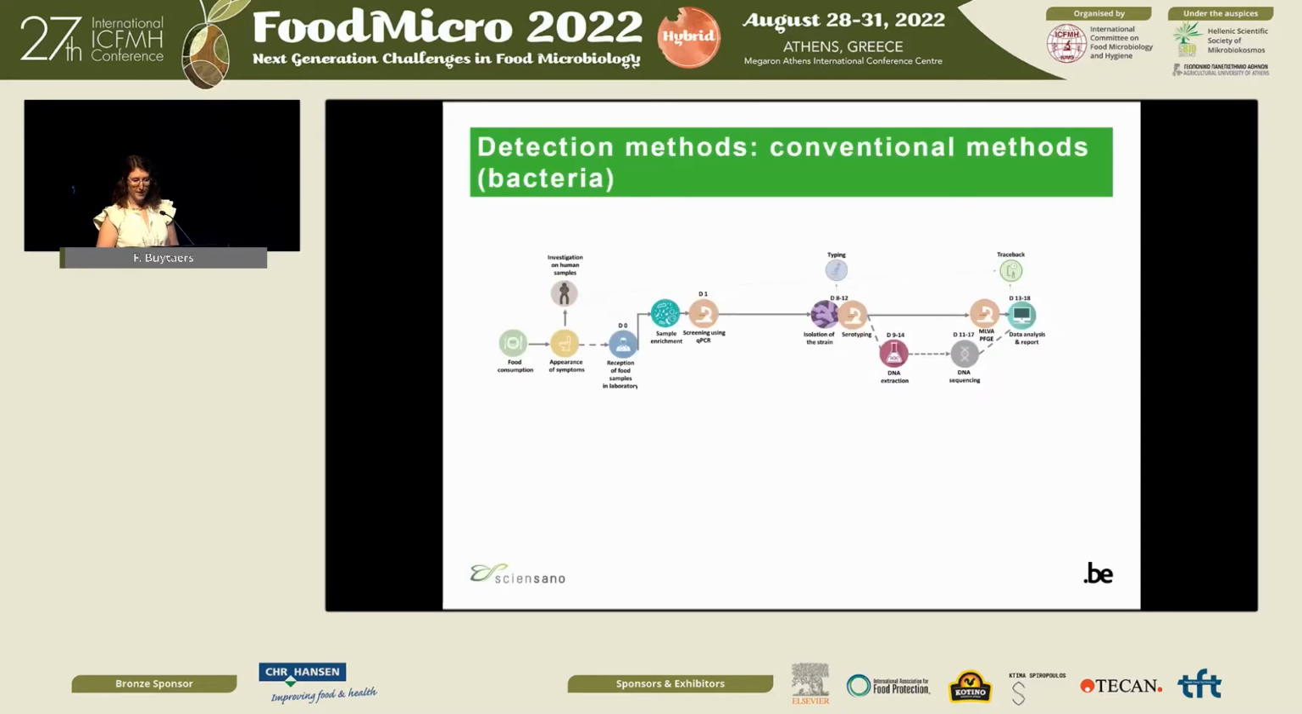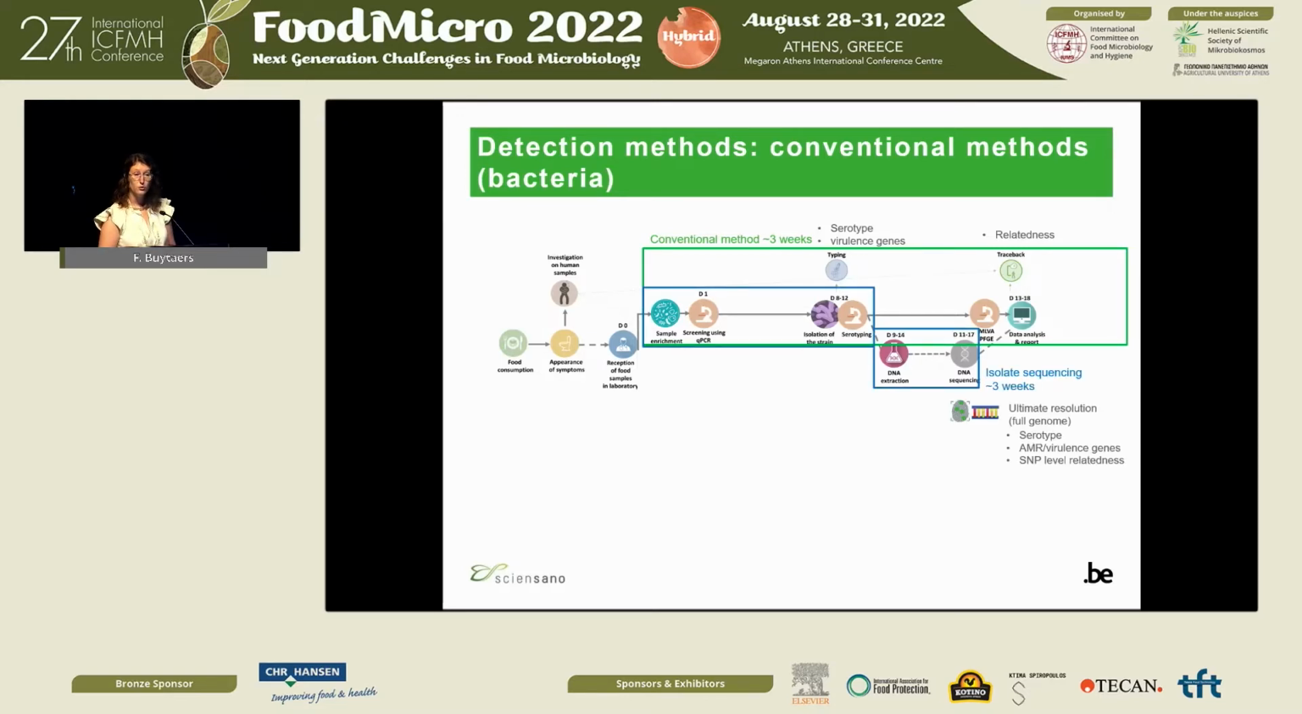So the conventional methods for bacteria: after reception of the food samples in the laboratory, the sample is enriched. We screen to detect the pathogen of interest, and then we try to isolate this pathogen. We type it, and then later on with other methods, we can do a traceback analysis to relate the strain with the human cases. So this takes about 3 weeks, and as I said, it's in 2 steps. So first we get the typing information, the serotype, maybe the virulence genes present in the strain, and then later on the relatedness.